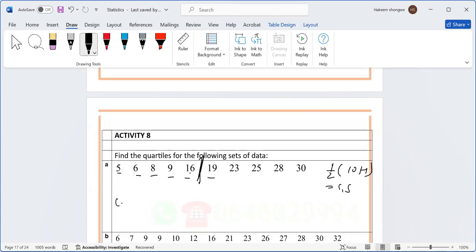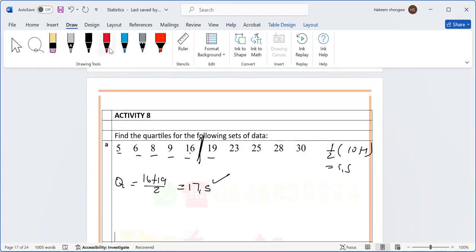For us to get Q2, we're going to tell them we have 16 plus 19 divided by 2. We get 17.5. That is our Q2. Okay, they will give us 1 mark for that.